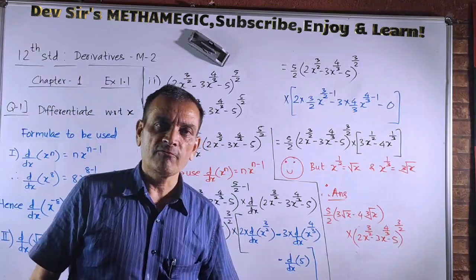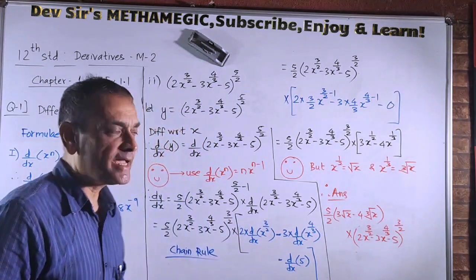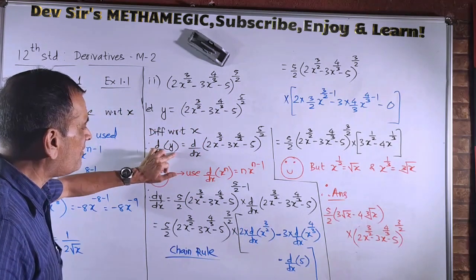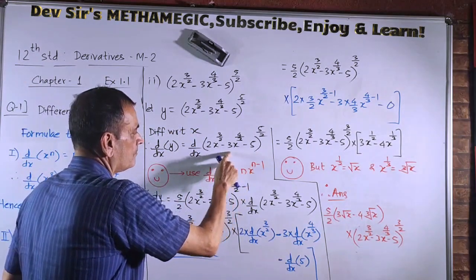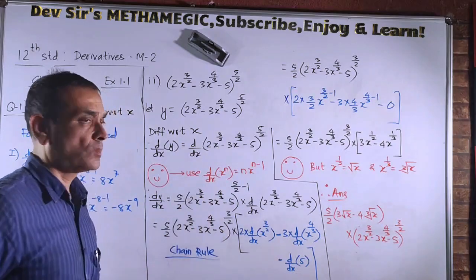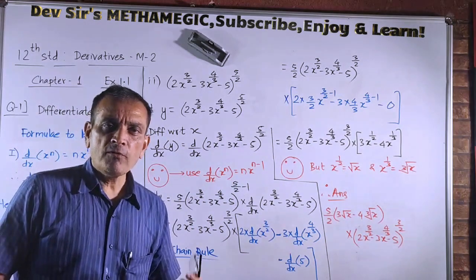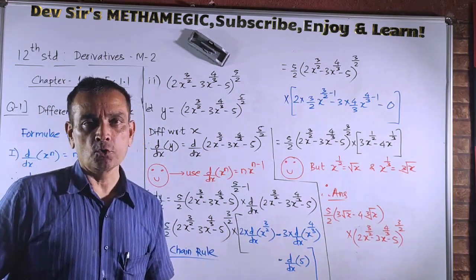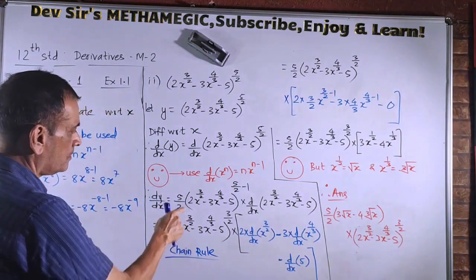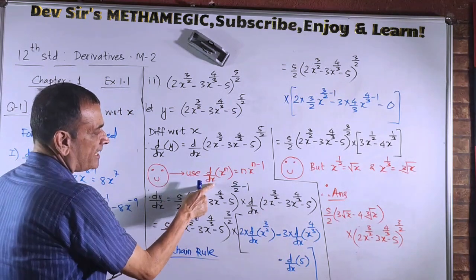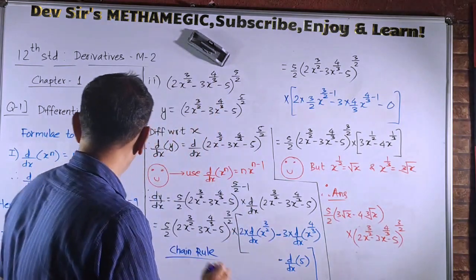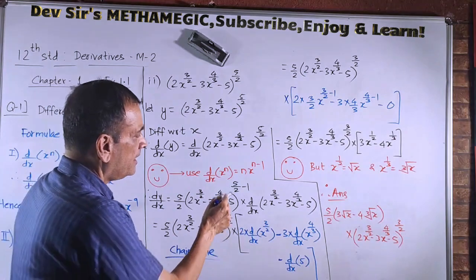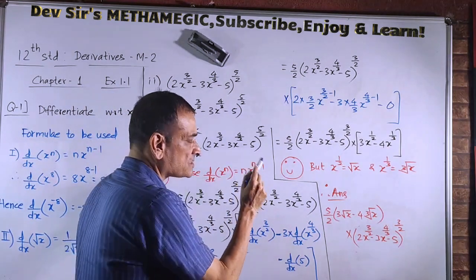Now we all know differentiate यानी क्या? दोनों तरफ d by dx. So d by dx of y, d by dx of the RHS. Now which formula are we going to use? Use d by dx of x raised to n. First formula we discuss किया ना? n x raised to n minus 1.